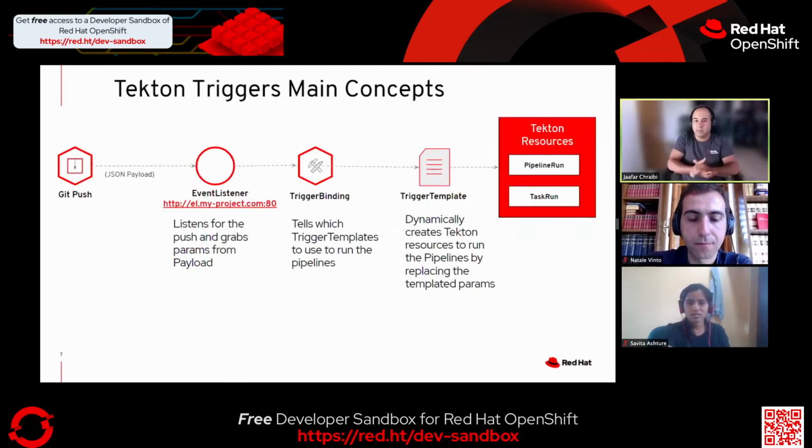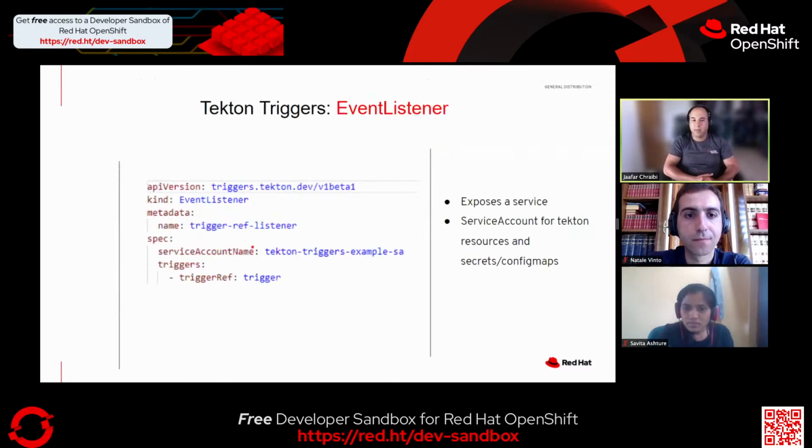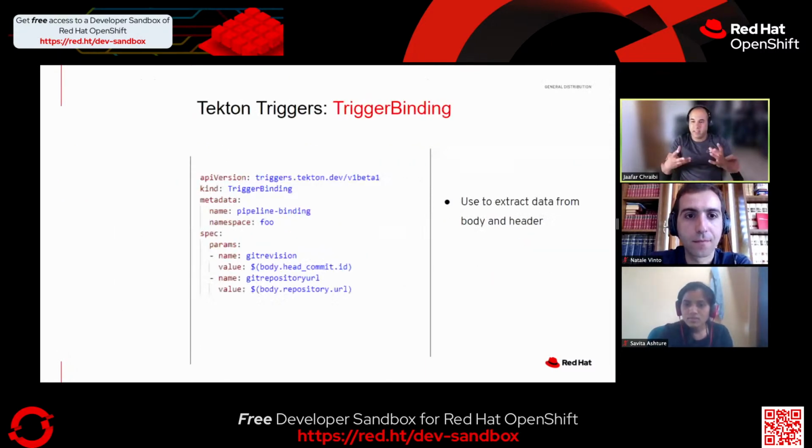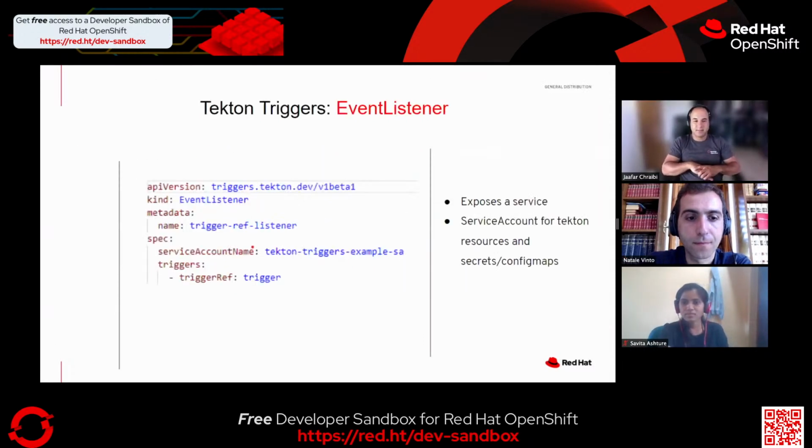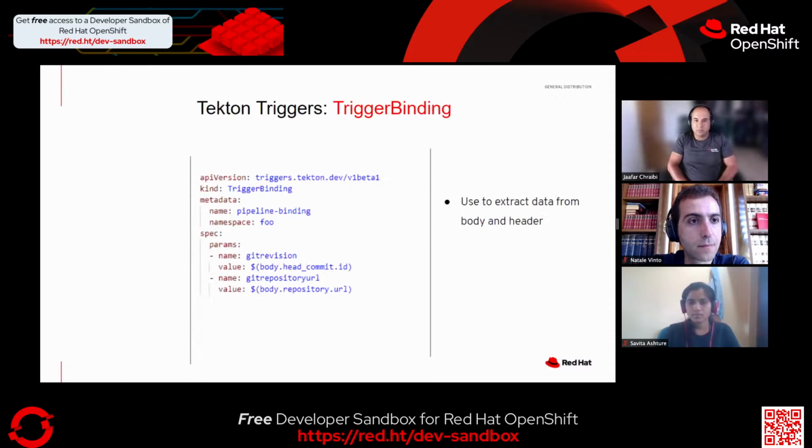Okay, so let's go ahead and have some concrete visualization of those concepts. Here we have our Triggers EventListener CRD. We have just a kind EventListener as well as a service account, which is used for creating resources. And we have a trigger reference. That's the name of the trigger here. And then we have the TriggerBinding CRD, and we can see here exactly the kind TriggerBinding.